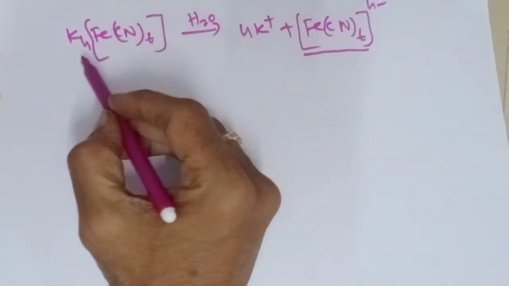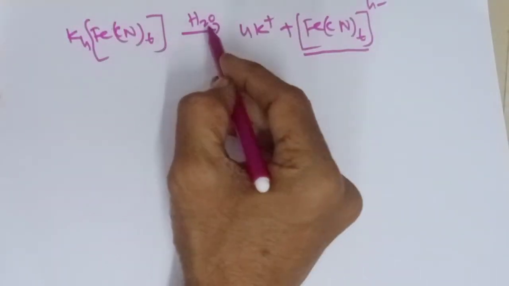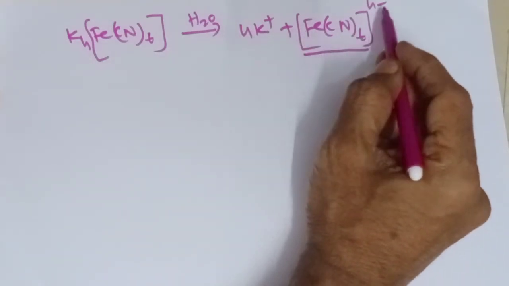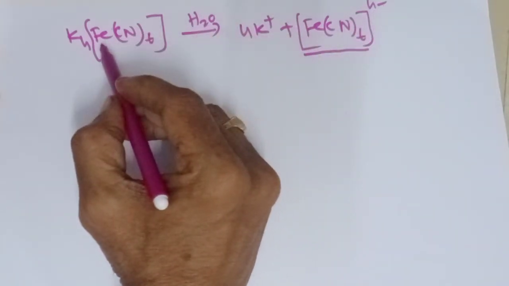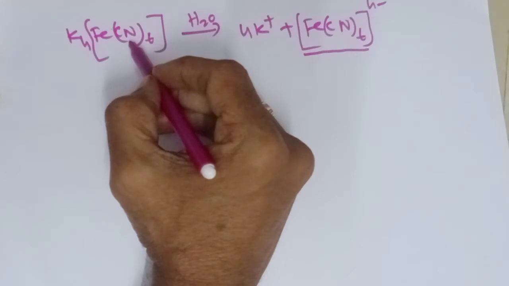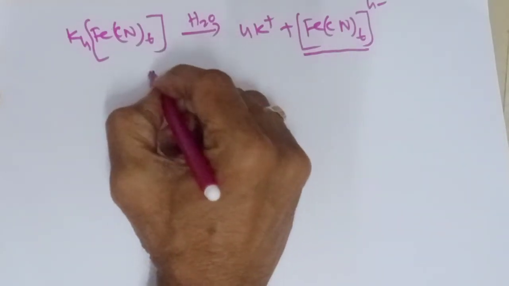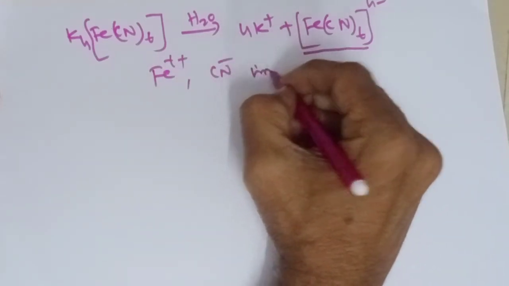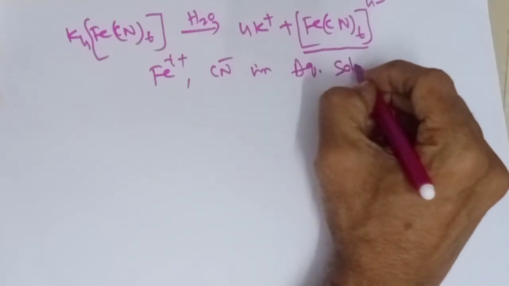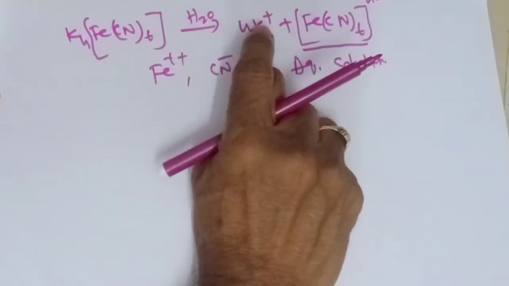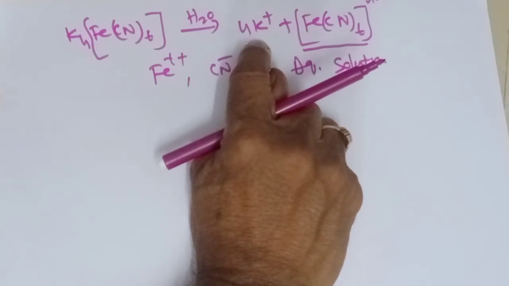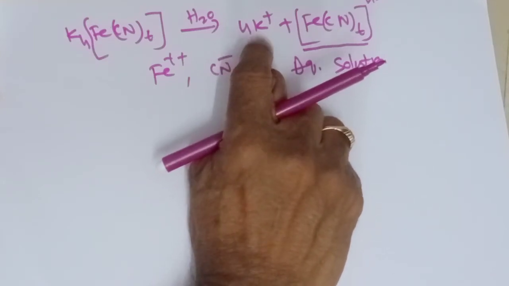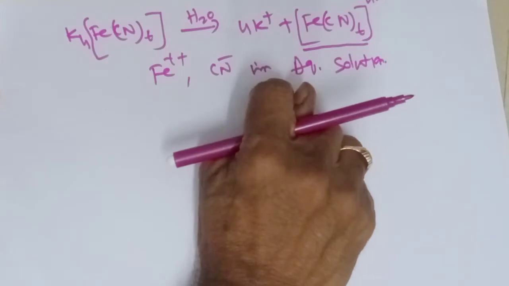But if you take complex potassium ferrocyanide dissolved in water, we have 4K plus and [Fe(CN)6]4-. We do not have ferrous ions in water. We don't have cyanide ions in aqueous solution. We have only K plus ions. So complex exists in solid state as well as in aqueous solution.